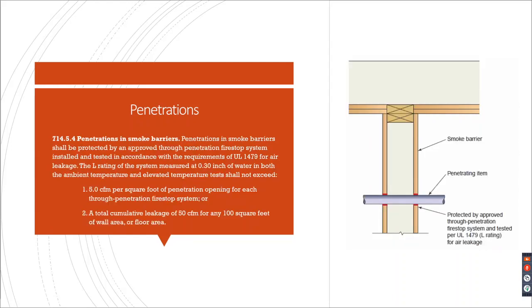And then for the smoke barriers, this is the section that says when you have a penetration to the smoke barrier, you need an L rating, and what the test shall not exceed. So you're going to show the listing that includes the L rating in addition to the F and T if T is needed. And which one does it meet? It's going to either meet the 5.0 CFM per square foot of penetration opening for each through penetration firestop system, or a total cumulative leakage of 50 CFM for any 100 square feet of wall area or floor area.